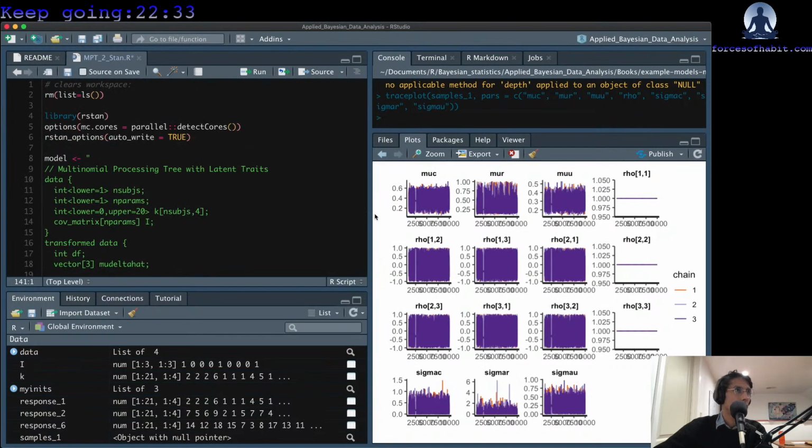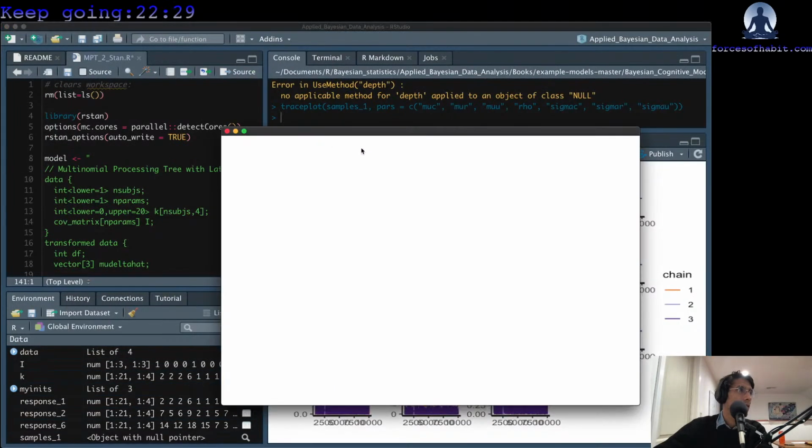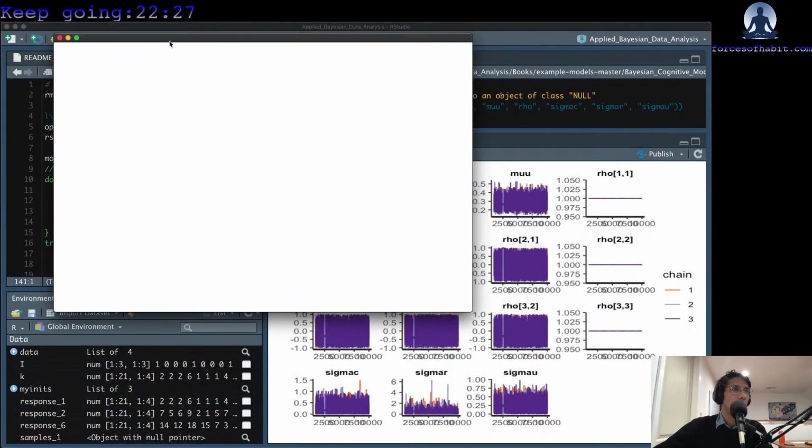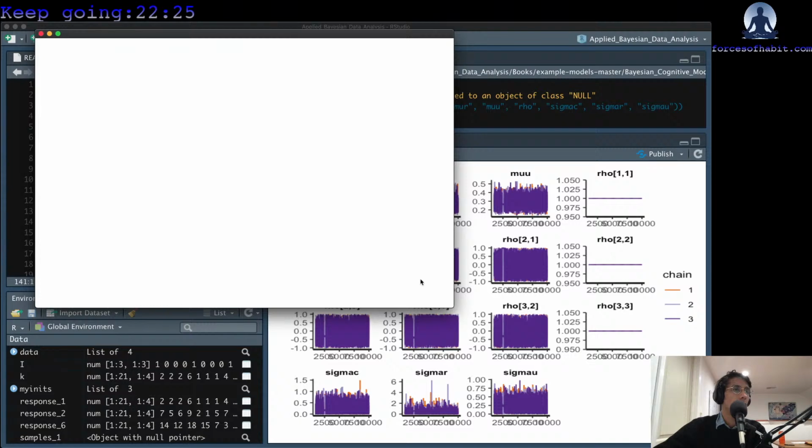There we go. And look at the chains here. It looks like there are 3 parameters we just couldn't estimate.